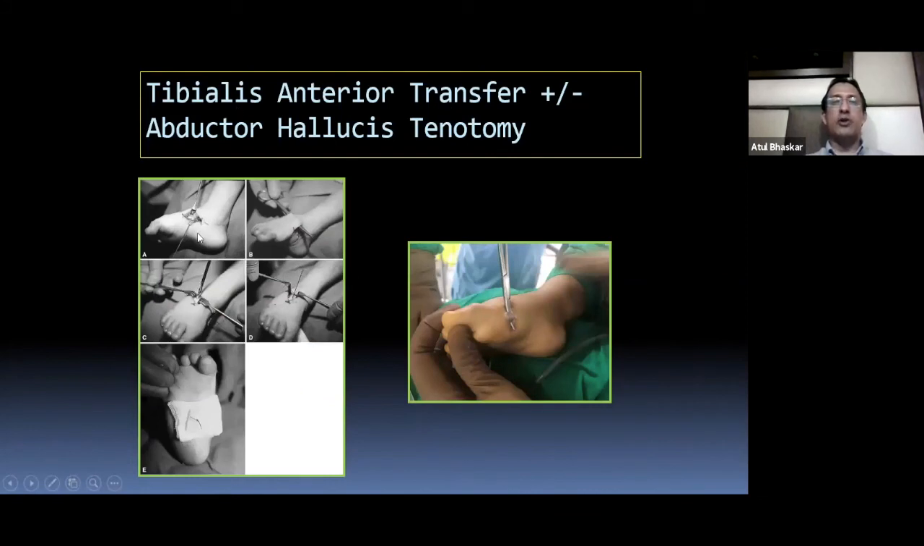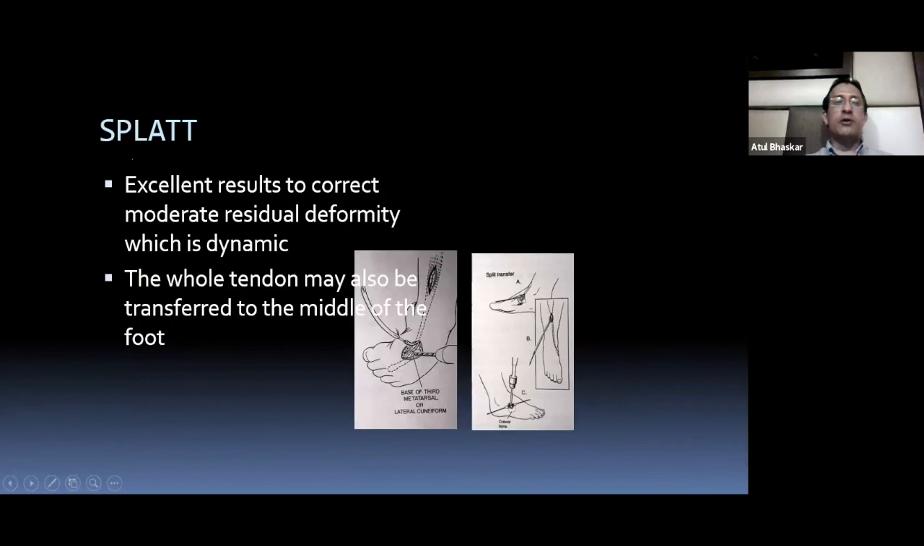You do what is called a tibialis anterior transfer and an abductor hallucis tenotomy. So for dynamic supination, you transfer the tibialis anterior tendon from the medial side to the lateral cuneiform, the third cuneiform. This transfer is a very, very effective transfer, typically done at around age 3. If the child is older, you can do a split transfer. In a younger child, less than 3, I prefer to do a complete transfer.